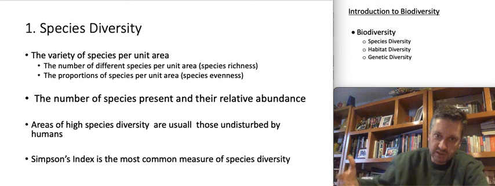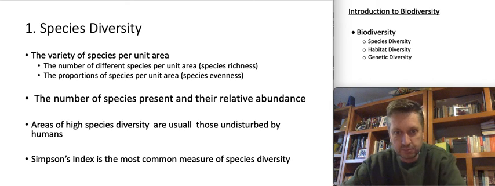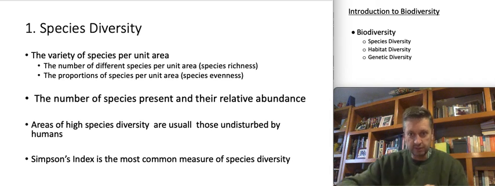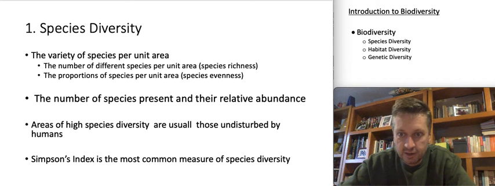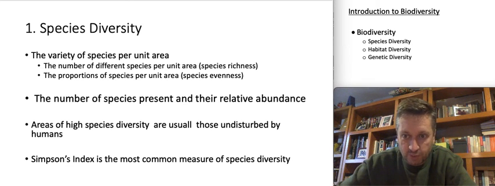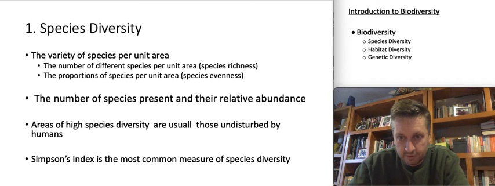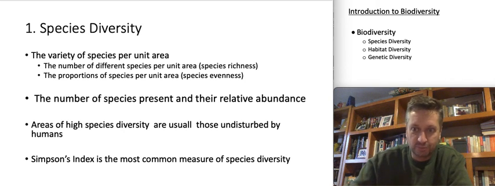Areas of high species diversity are usually places that are undisturbed by human action. Humans, as we already know, are very good at reducing species diversity. At the start of the course, we looked at the 5 ways that humans affect biodiversity or reduce it. Hope I can remember this now off the top of my head.